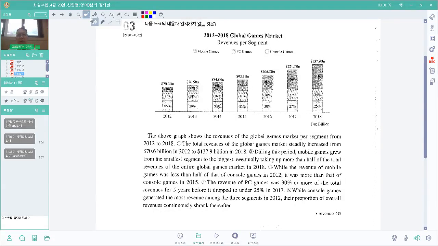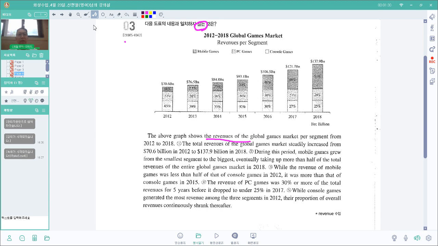Hi everybody, this is a review video of third graders, chapter 7 and question 3. Okay, so we're supposed to find the non-correct information according to this table here. The above graph shows the revenue of the global games market per segment from 2012 to 2018.